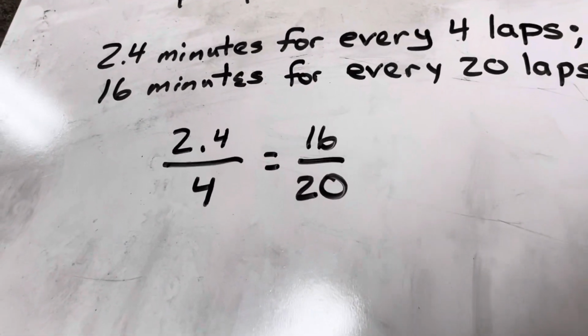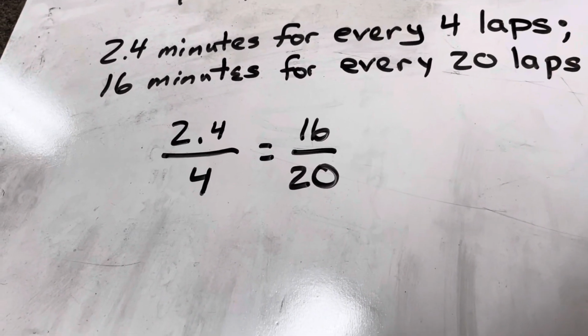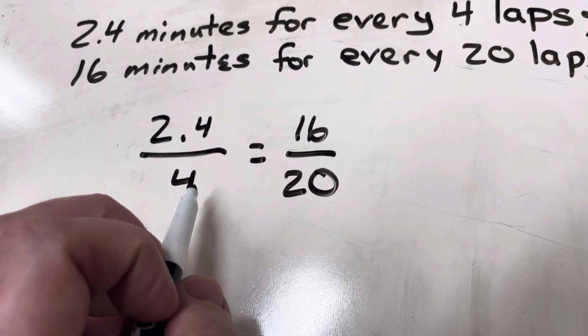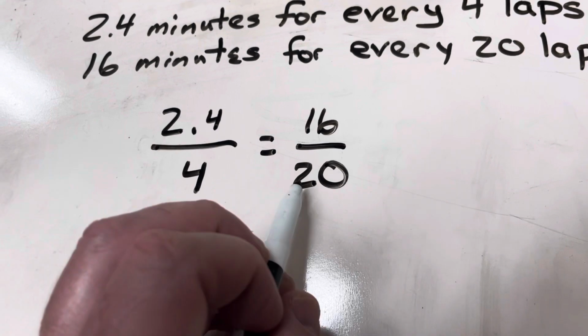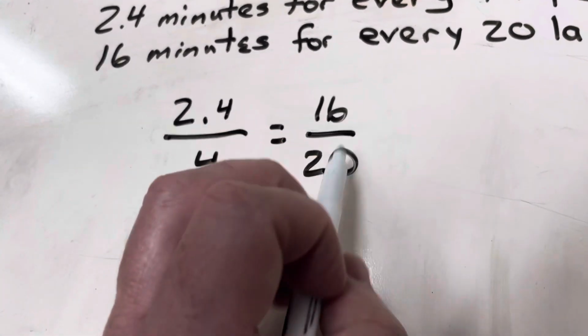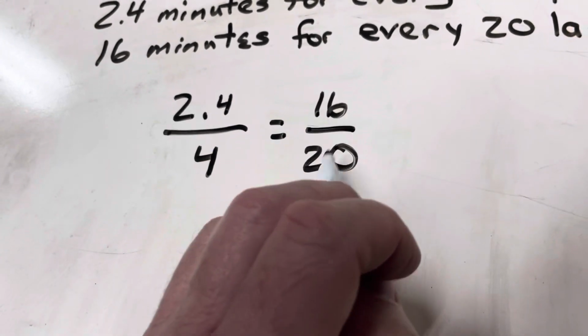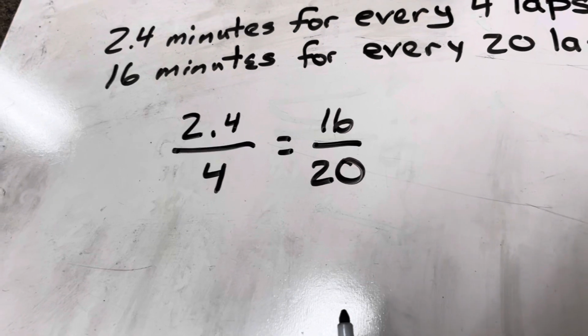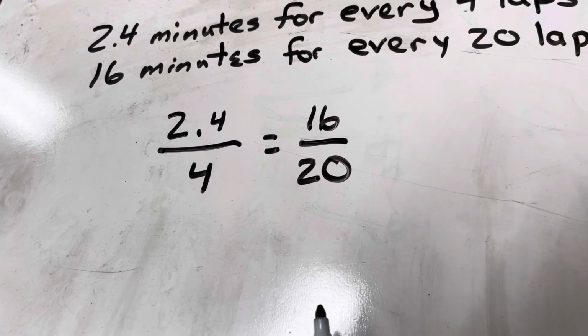All right, well, let's check this out. Now, there are different ways that I can do this. I could think about what we did to 4 to get 20, or whatever the case may be. We talked about doing the division problem with a whole number and seeing if the same thing works. But I'm going to show you yet another way to tell whether or not these rates form a proportion.